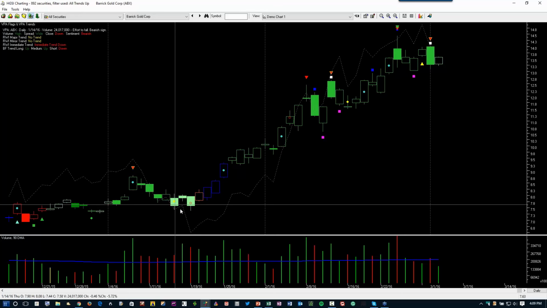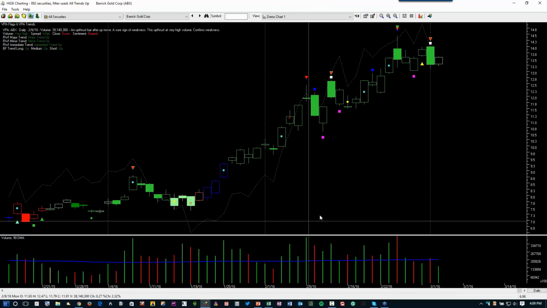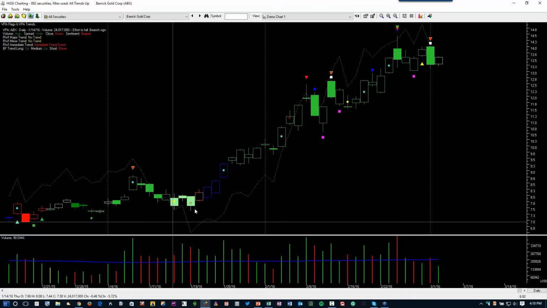But it didn't go much further, did it? In fact, there was an update the next day on heavier volume, and then we had a signal, a transfer of ownership VPA flag. What's a transfer of ownership? It means that buyers are coming in to support this stock, and you can always tell that by the tail.